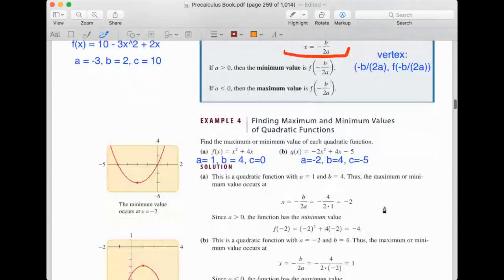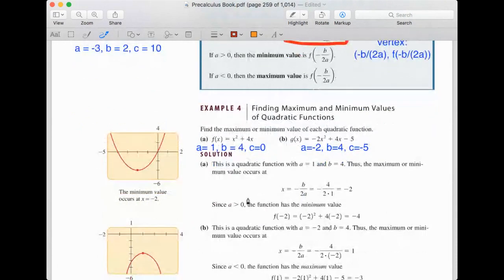Okay, let's try with those two. Let's find the vertex, or the minimum or the maximum. How do we figure out the maximum or minimum? We look at the number a. If a is positive, we get an upward parabola, so the vertex will be the minimum.